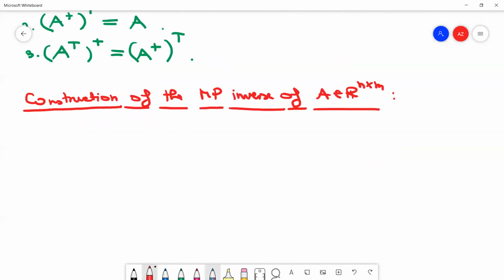So case one: A transpose A, this is an M times N matrix, so it is invertible.